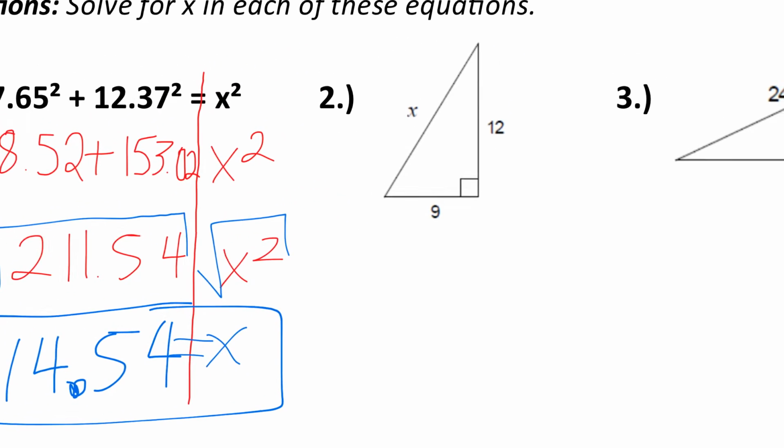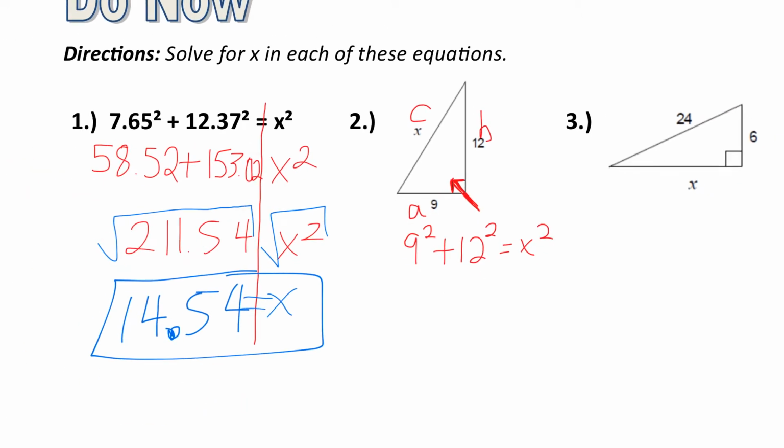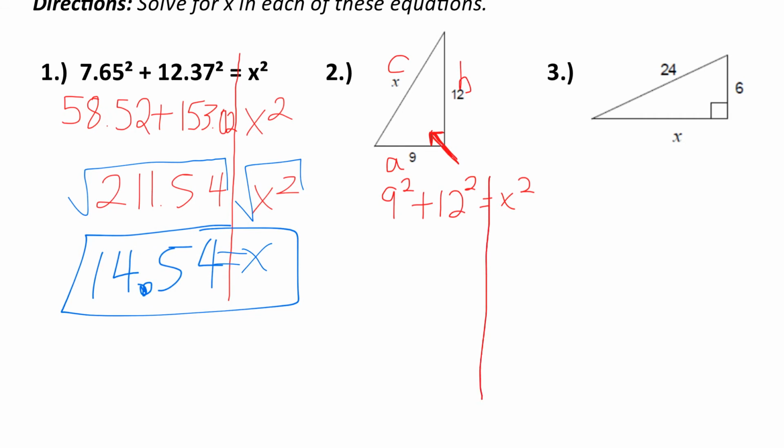Okay, number two. So remember the little right angle mark right here is an arrow always pointing towards the hypotenuse. So which one is the C on this one? X. The X. So then that makes this the A and the B. So we're going to have 9 squared plus 12 squared equals x squared. So what's 9 squared? 81. What is 12 squared? 144 equals x squared.